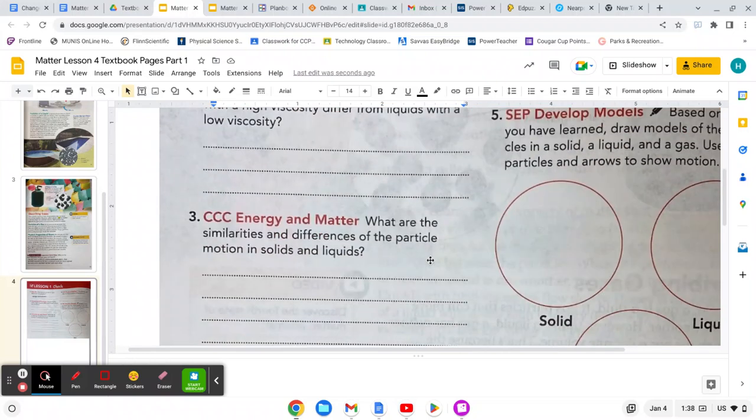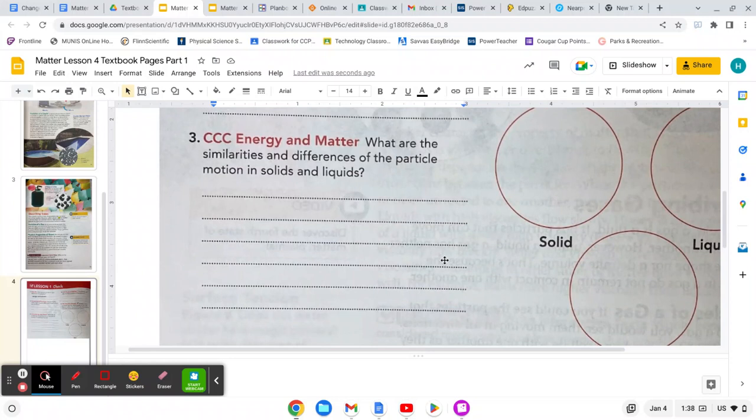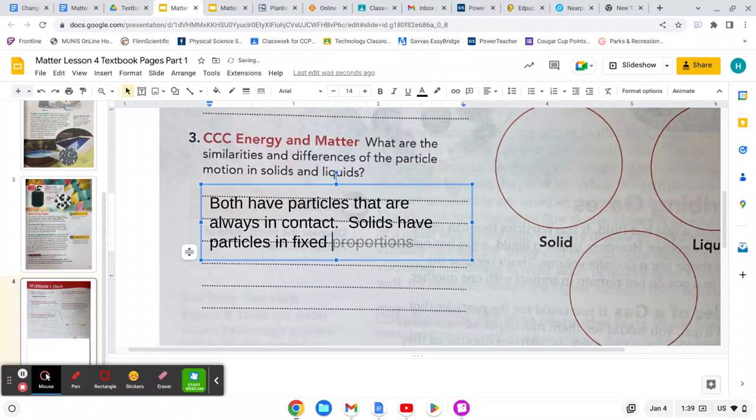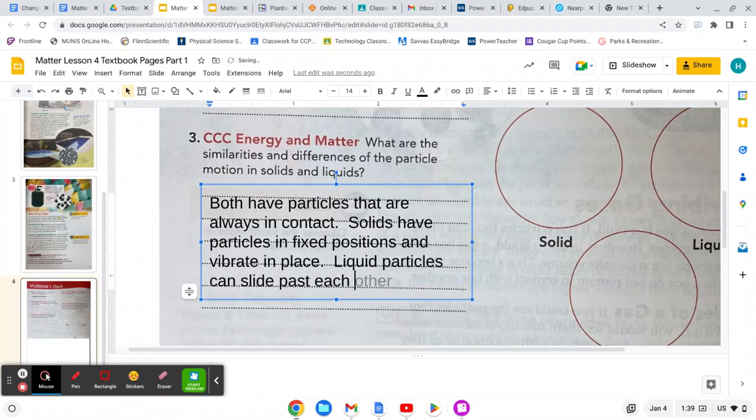We're going to skip number 2, move on to number 3. What are the similarities and differences of the particle motion in solids and liquids? Okay, so both have particles that are always in contact, but solids have particles in fixed positions and vibrate in place. Liquid particles can slide past each other.